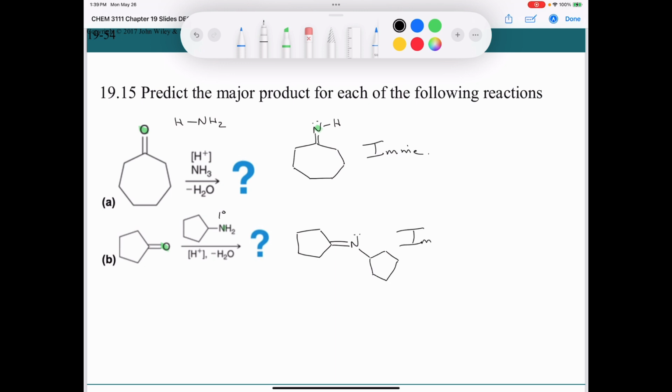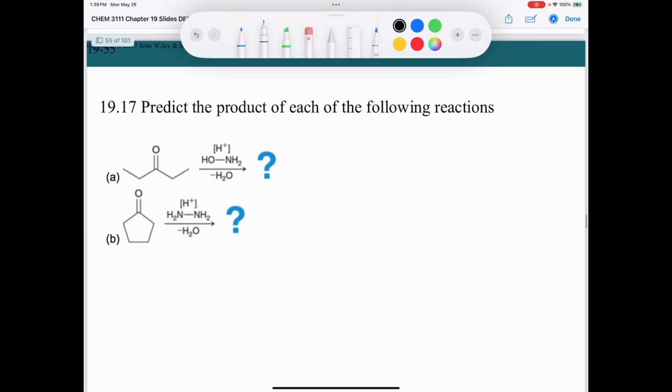And there is your imine, right? Primary amine, you end up with an imine, and if you work with ammonia, that will give you an imine as well. All right, the next one. Okay, so this would be 3-pentanone. This compound here, if you have a hydroxyl on your amine, no joke, this is called hydroxylamine. It's actually mentioned in the textbook, okay?